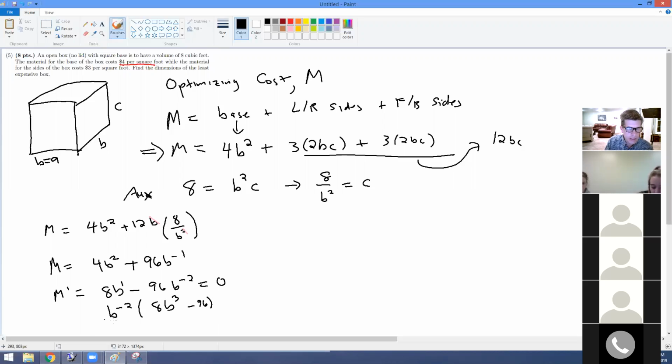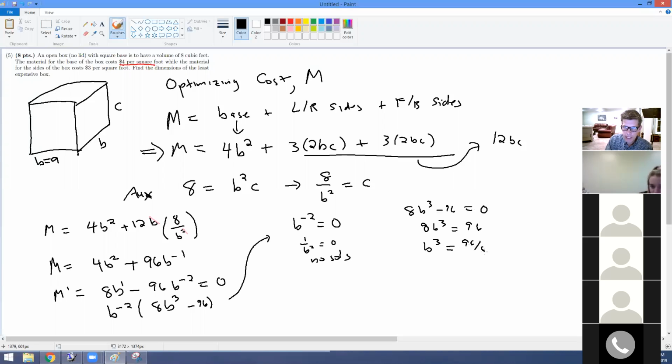Okay, and so let's see. Set these both equal to 0. B to the negative 2 equals 0. Does that give me anything? Nope. 1 over B squared can't ever be 0. No solutions there. And then 8B cubed minus 96. Set that equal to 0. I'll just isolate B. B cubed is 96 divided by 8. Well, I can reduce it some. I'm just going to go ahead and write B as cube root of 96 over 8.